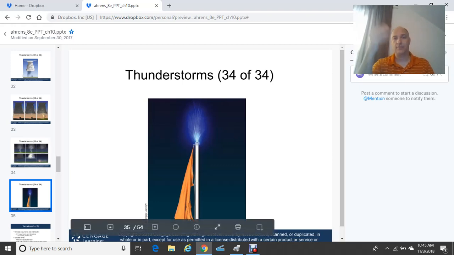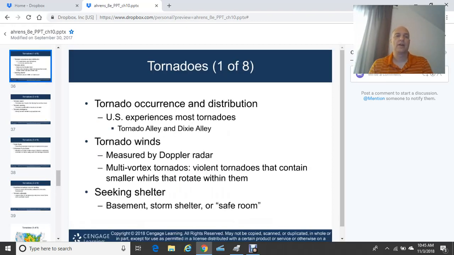All right, now we move on to our final topic of the lesson today, and we're going to talk about tornadoes. Very interesting topic. Tornado occurrence and distribution. Who gets the most tornadoes in the United States? Well, we know this area as Tornado Alley. These are the states that get the most tornadoes on average in the U.S. States such as Kansas, Oklahoma, North Texas, Nebraska. That is true Tornado Alley.